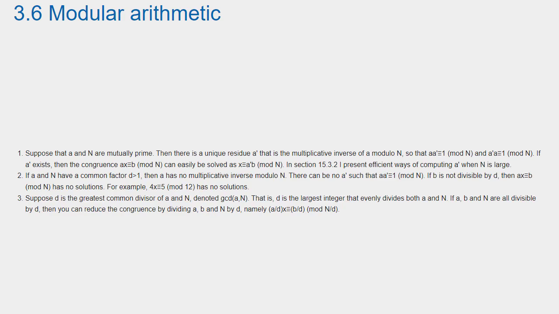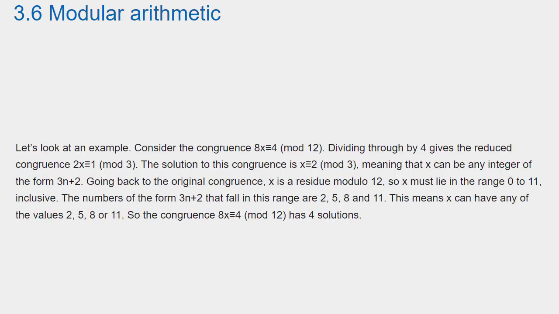3. Suppose d is the greatest common divisor of a and n, denoted GCD brackets a, n. That is, d is the largest integer that evenly divides both a and n. If a, b and n are all divisible by d, then you can reduce the congruence by dividing a, b and n by d, namely, brackets a over d times x is congruent to brackets b over d mod n over d. Let's look at an example.